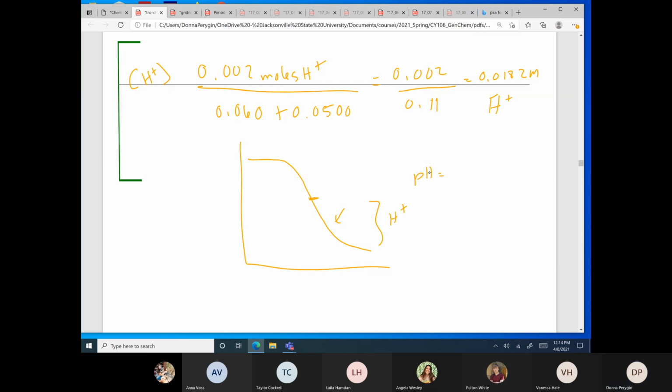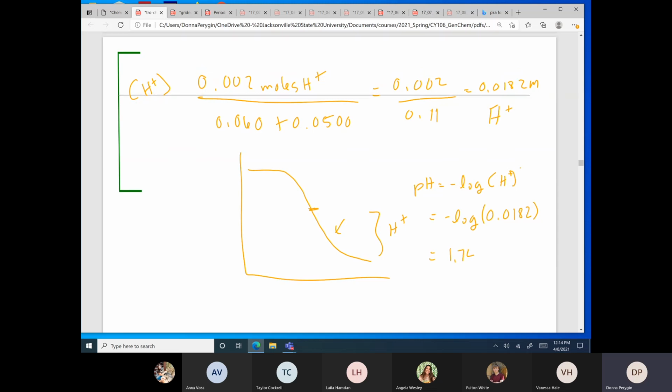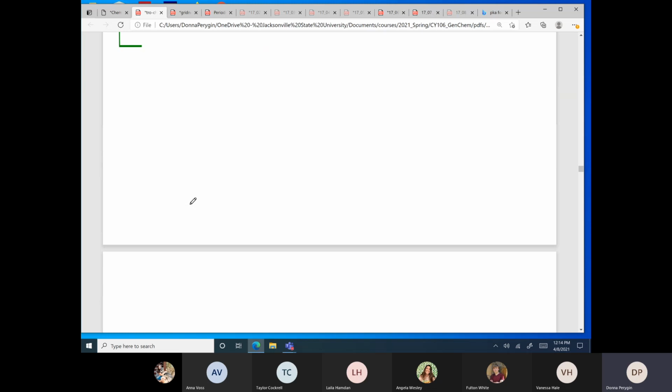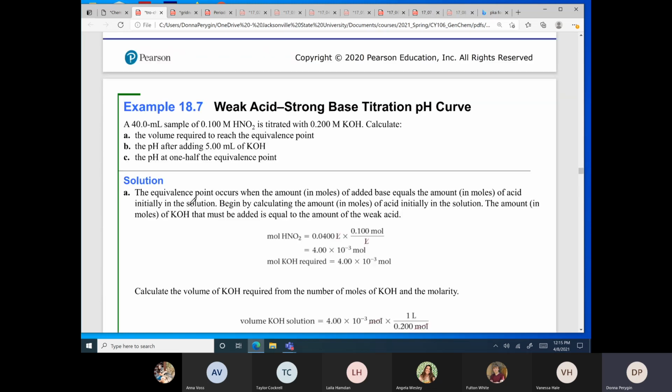So now I can calculate my pH from the H plus concentration directly. pH is equal to the negative log of H plus, which is the negative log of 0.0182, which is equal to 1.74. So we have a lot of extra acid, and now we've got a low pH. Hopefully that makes some sense. I'm going to try to get some more problems done here.